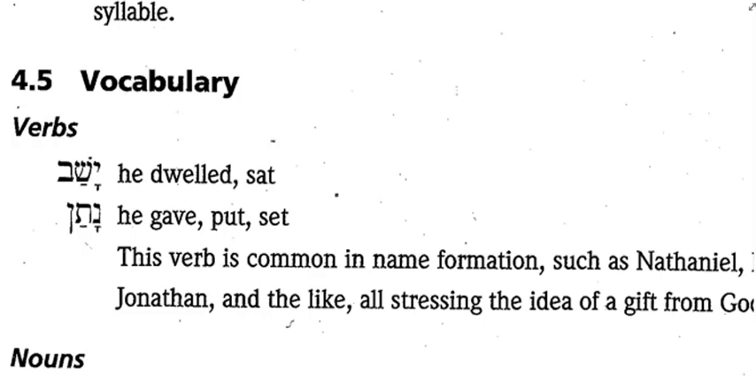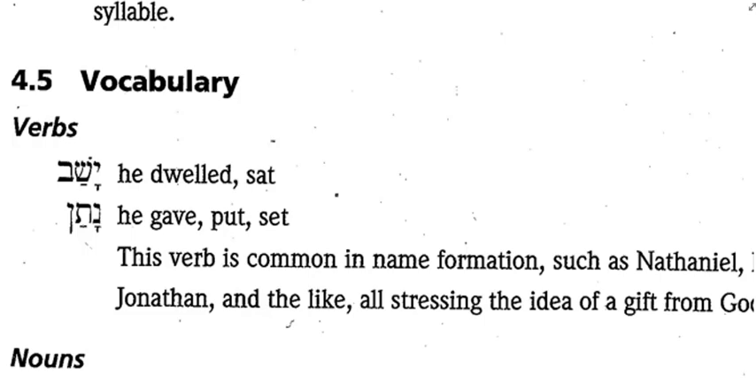So if you've studied other languages like Spanish or French or German or Russian or Greek, you know that the verb can mark the subject without an overt or explicit pronoun. Nathan, so he gave is the most common way to translate this, but it could also mean he put or set something. So it could have a spatial semantics of setting or putting something somewhere.